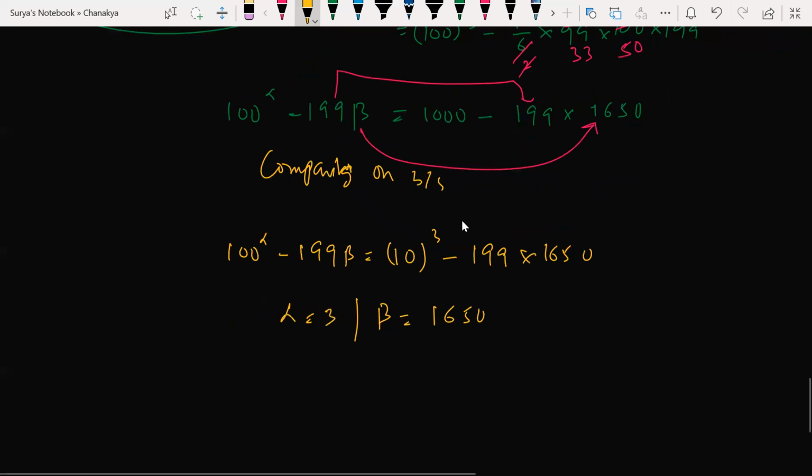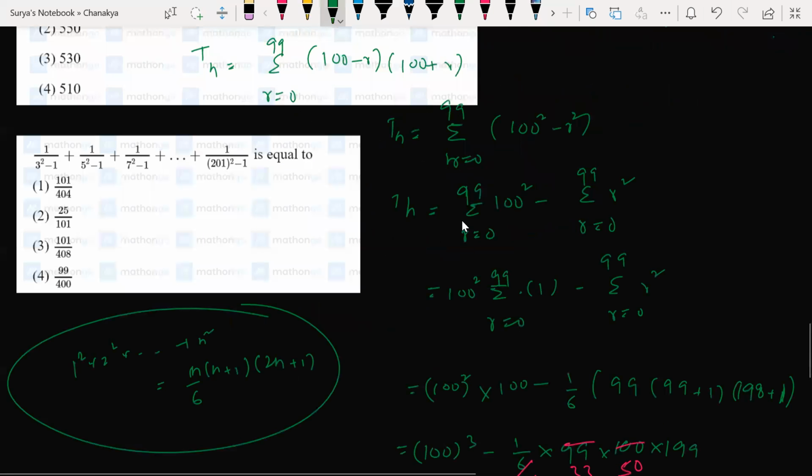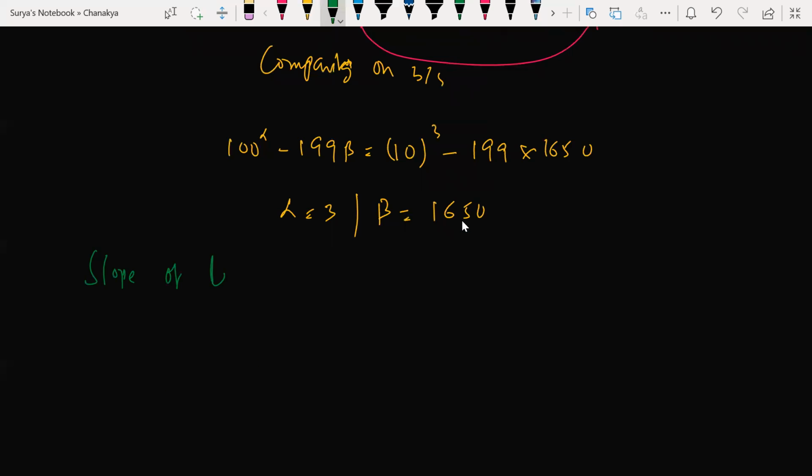Now beta, look at this here. What has he given here? We have to find out the slope of the line passing through alpha, beta, and origin. Slope of the line passing through alpha comma beta and origin, given to you 0, 0. So this is x1, y1, x2, y2. What is the slope? y2 minus y1. y2 is what? 0. Minus y1 is what? Beta.